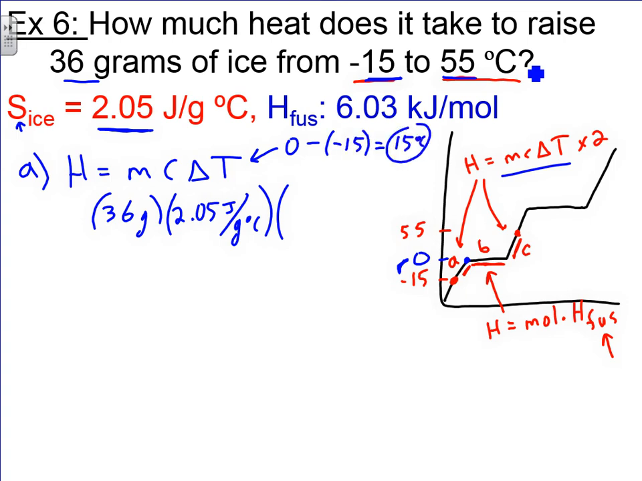Okay, go ahead and calculate this out. Let's plug this into our calculator. So we got 36 times 2.05 times 15. It looks like I got 1,107 joules. Okay, this is my part A answer. Now in part B, we're going to have to do this portion of the heating curve.